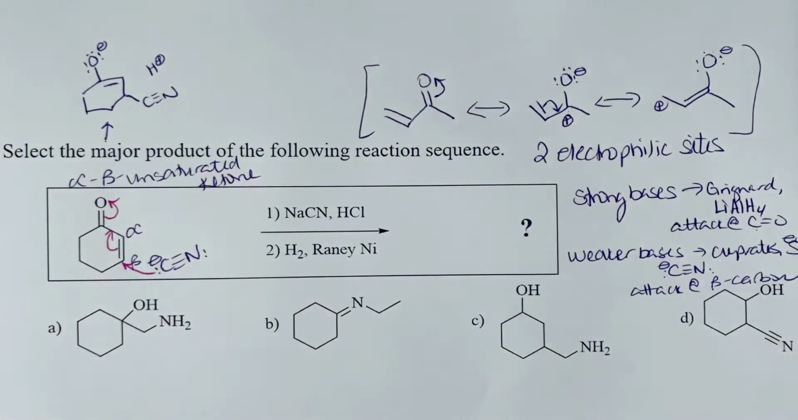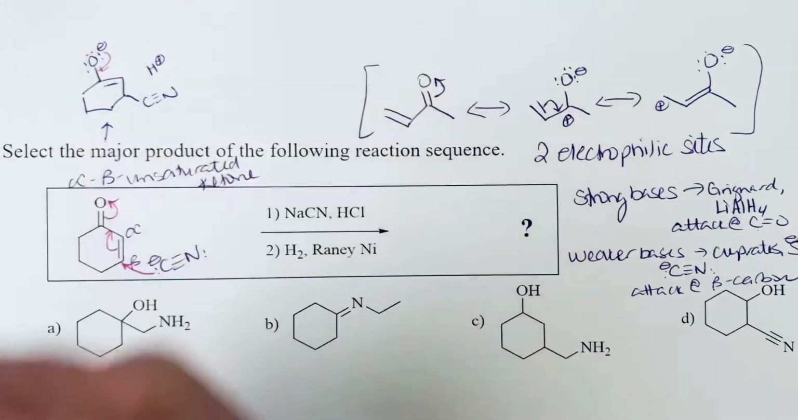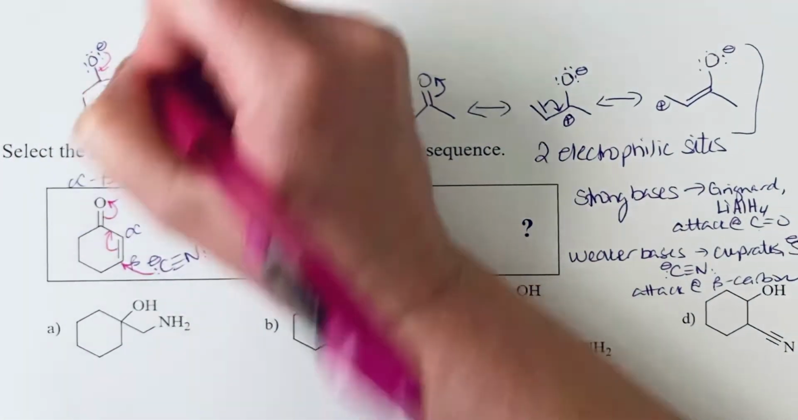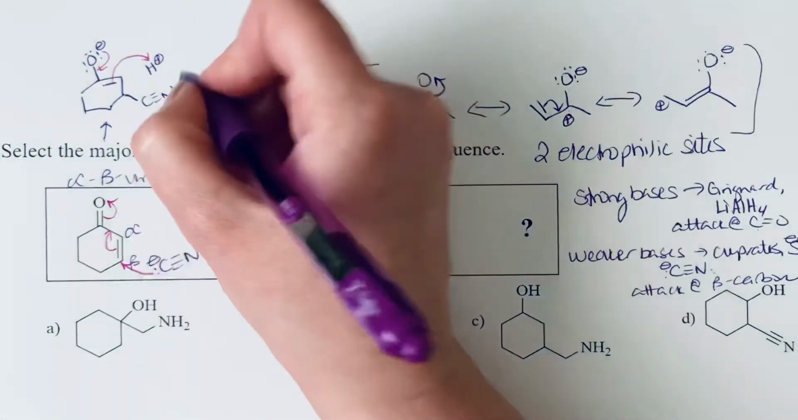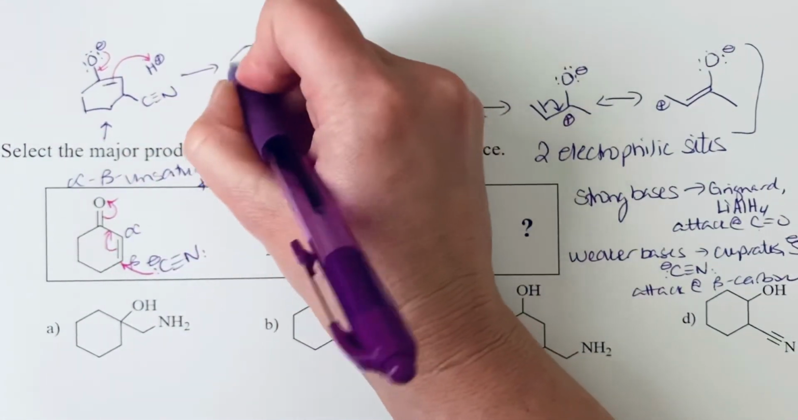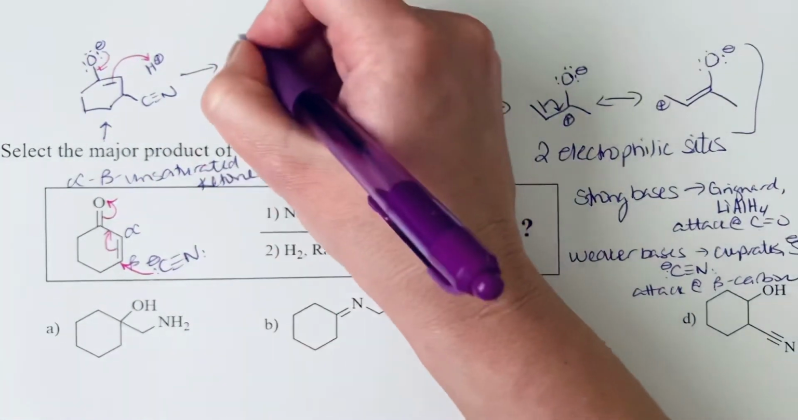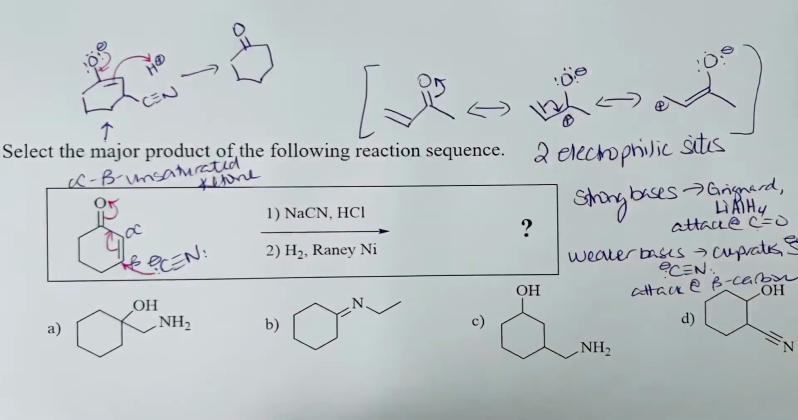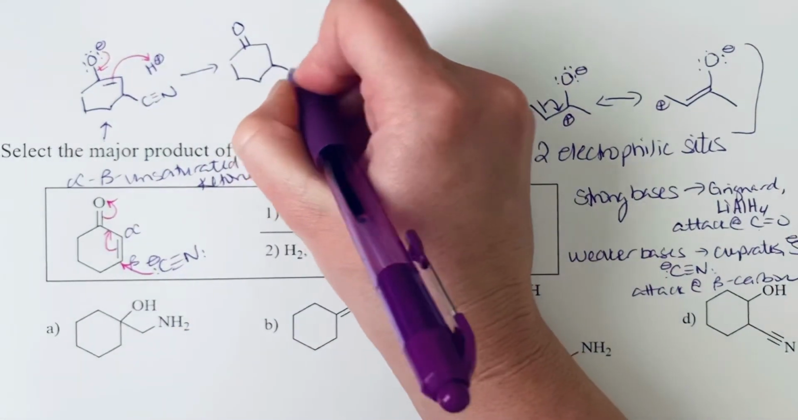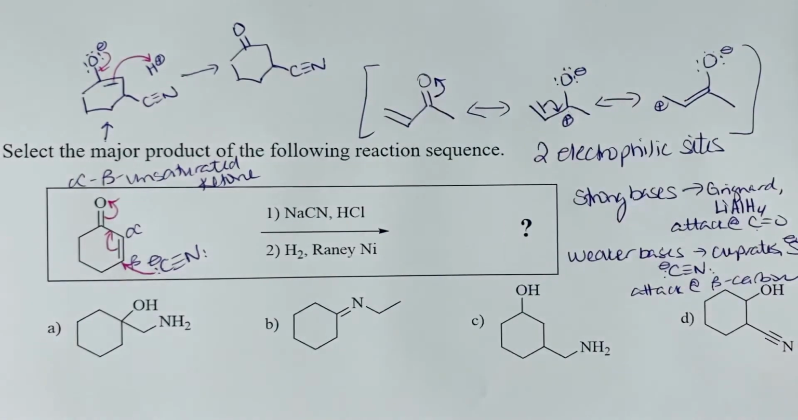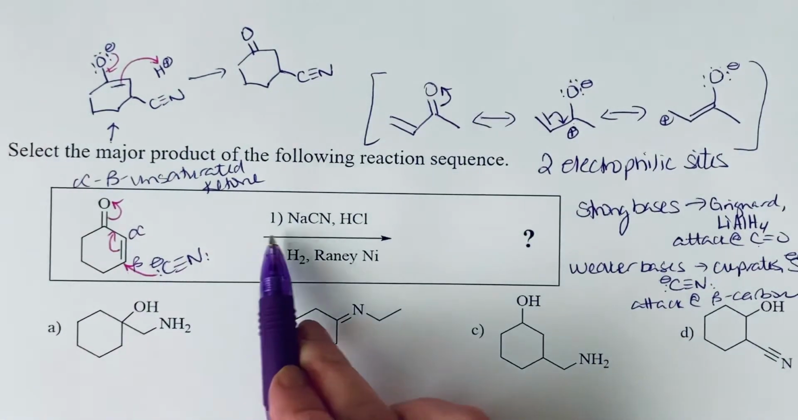Now we can see these electrons come back down to form the carbonyl, and this position will grab a proton. This would be the initial product of step 1. You're going to have the carbonyl intact, and you will have a nitrile. This is the product of step 1.